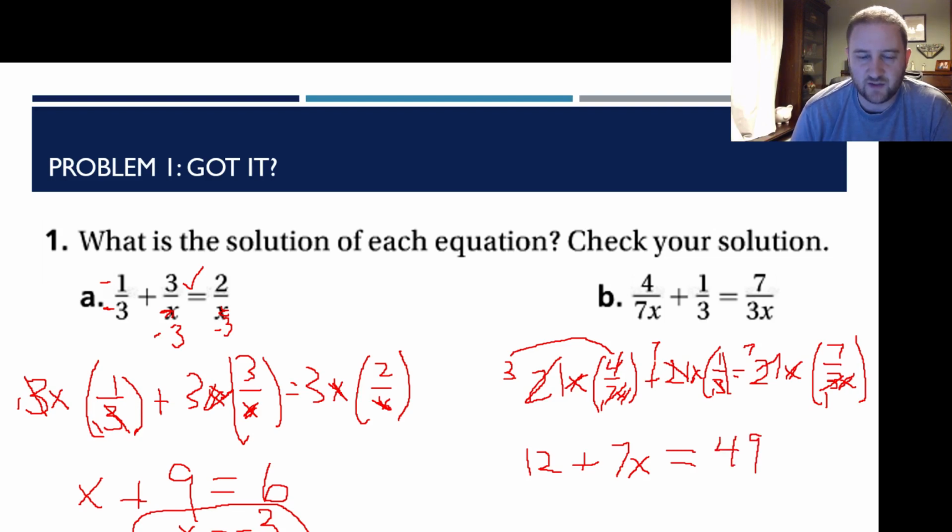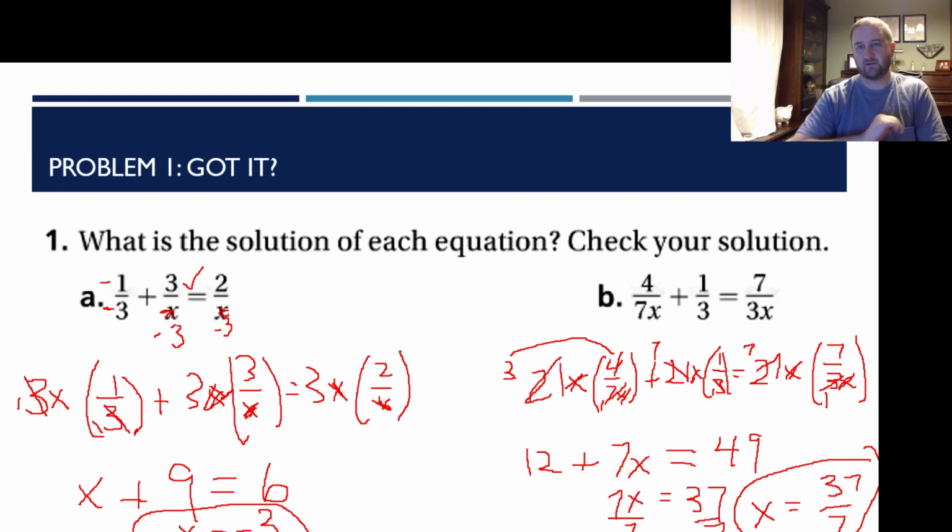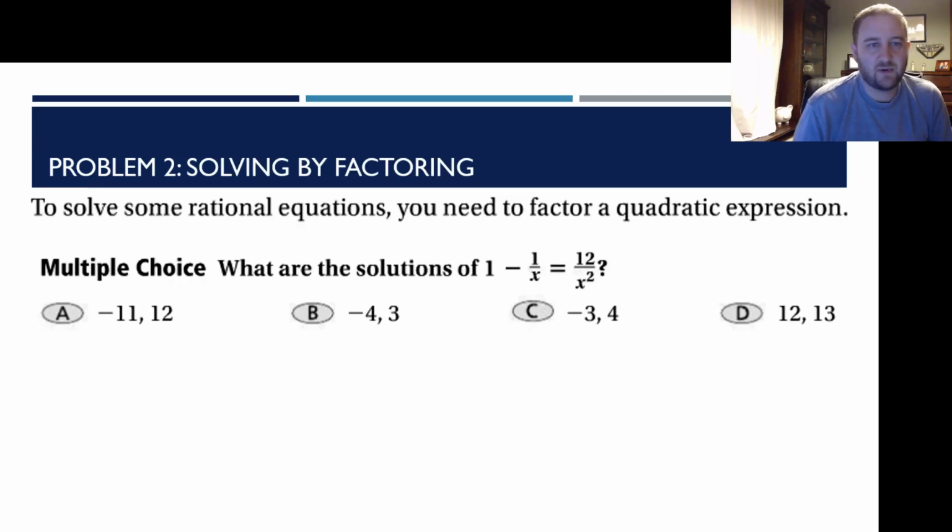Now we'll subtract 12. 7x equals, this is 37. Am I doing this right? I think so. Yep. Okay. And then we'll divide by 7. And then x then will equal 37 over 7. Okay. Hopefully I did that right and I didn't make a mistake on that. Okay. All right. Problem 2.